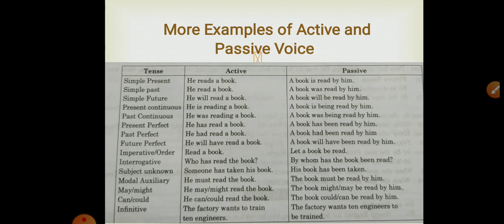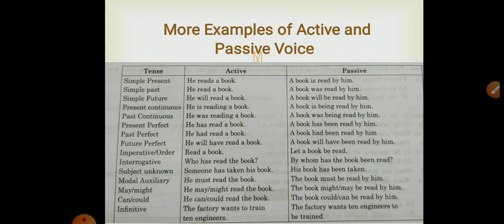Next, present perfect, he has read a book, a book has been read by him. Now when have, has, had is there, we have to use been, B-E-E-N. This is the rule. When there is ing, we will use being, B-E-I-N-G. When there is have, has, had, we use B-E-E-N, been. So keep it in mind. He has read a book. A book has been read by him.